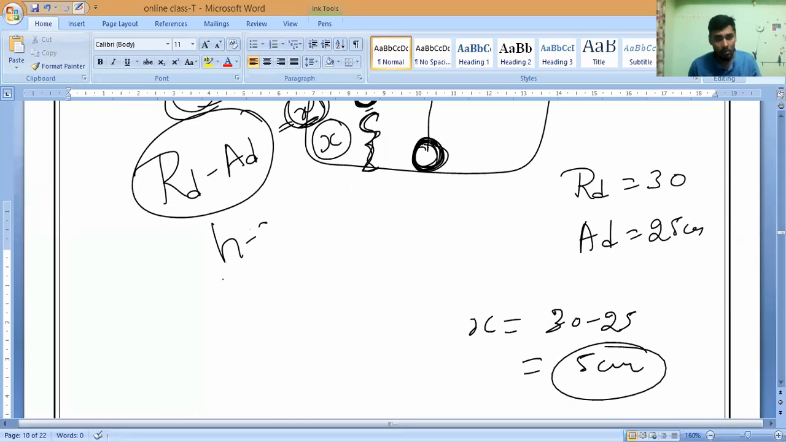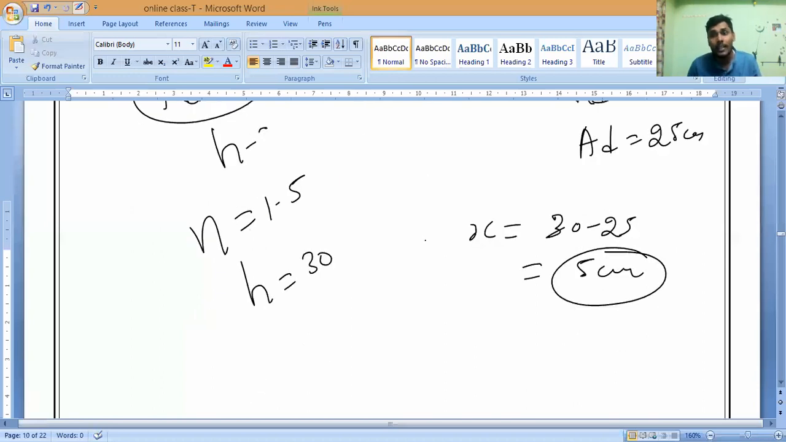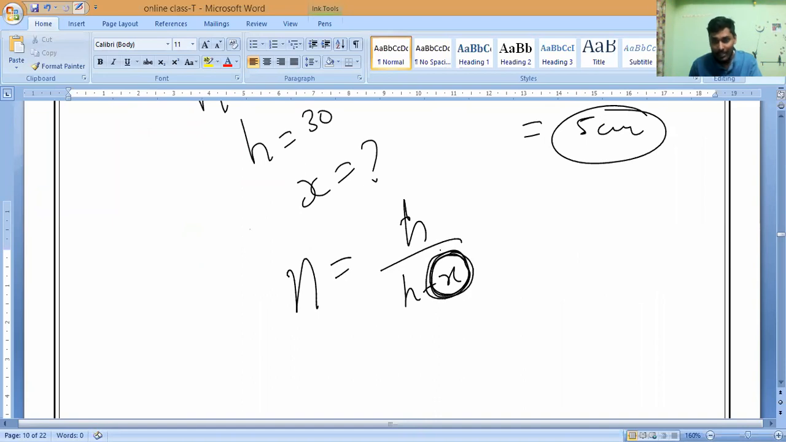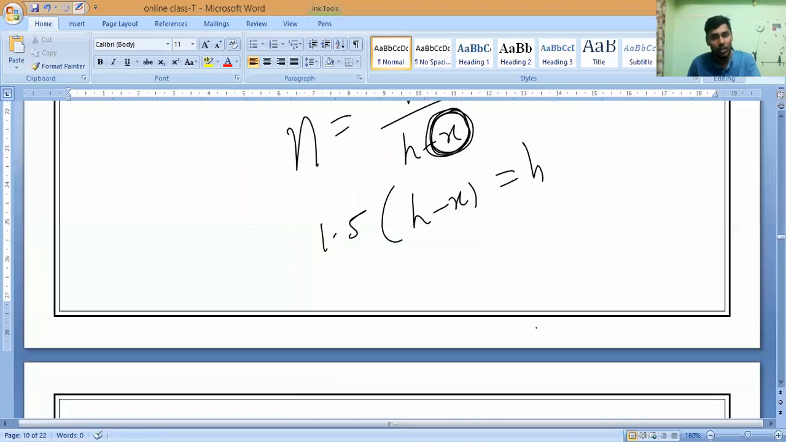Understand everybody? Now, sometimes refractive index is equal to 1.5. Original height is equal to 30 centimeters. Find the vertical shift, not the apparent depth. In this case, it is very simple. So again, same formula. Refractive index is equal to h divided by h minus x. We want x. So refractive index is 1.5, h minus x is equal to h. So what is the h value? They have given it already.